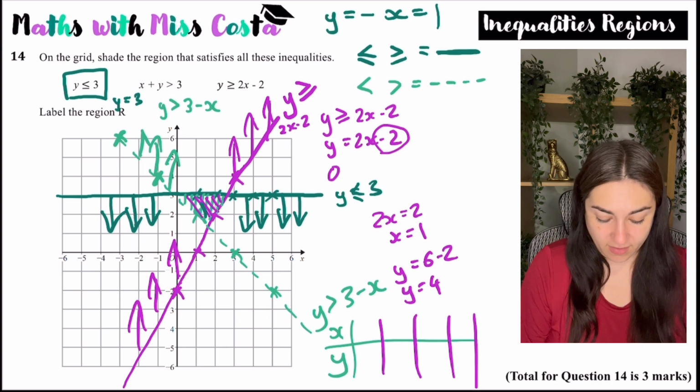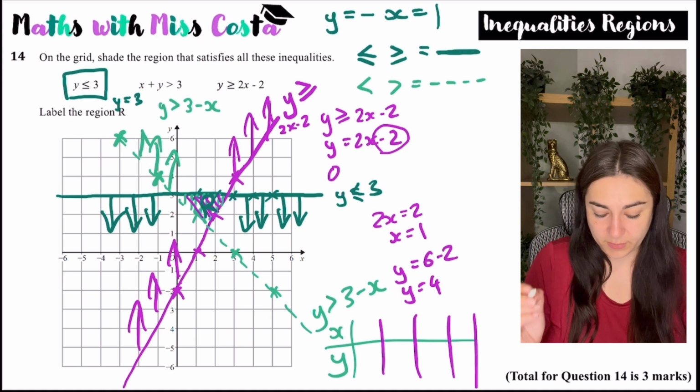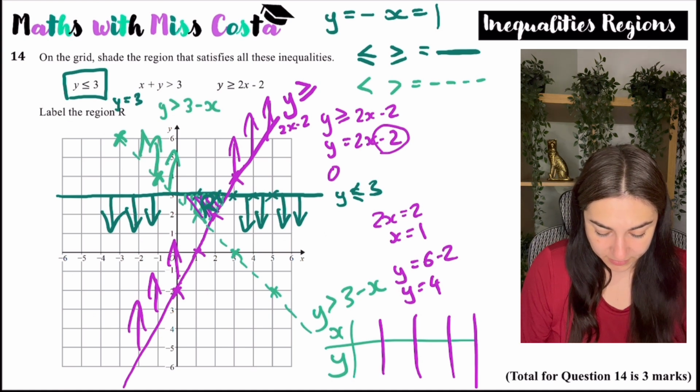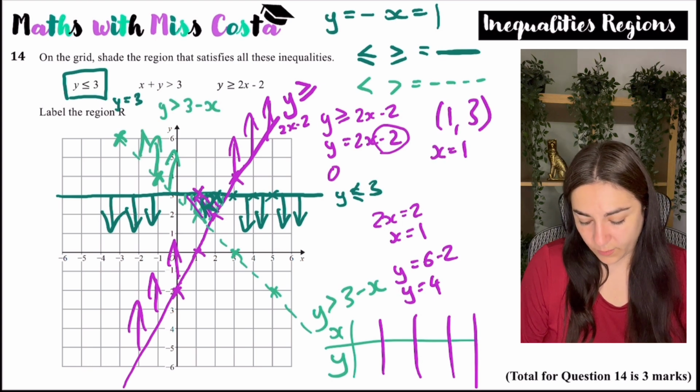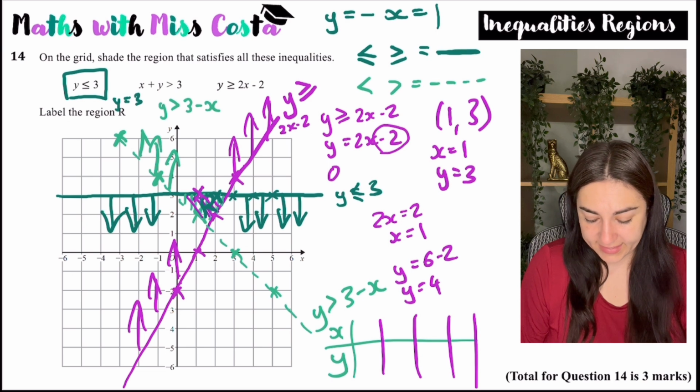And you label that R. To double check, what you could do is pick a point. So like we could pick this point here, let's say (1, 3). So when x is 1, y is 3. And let's see if that works.